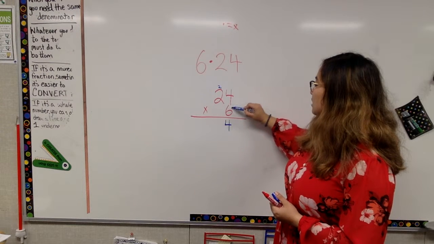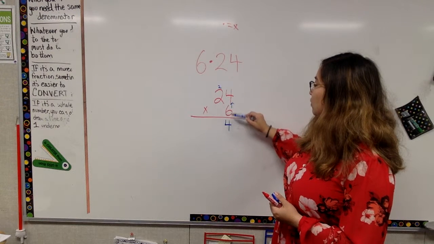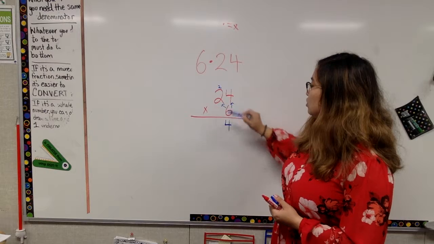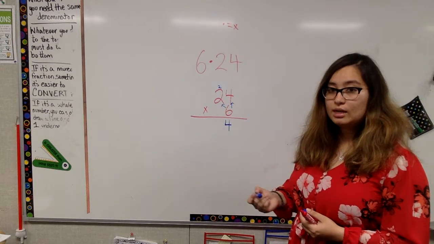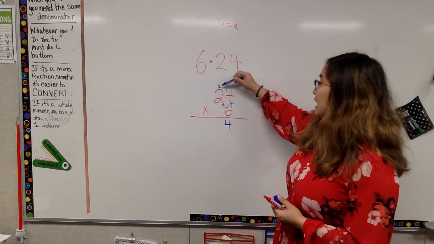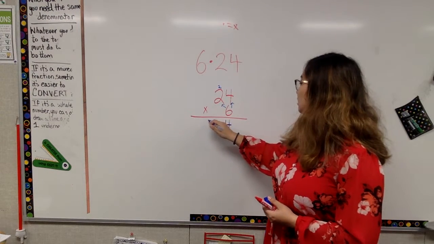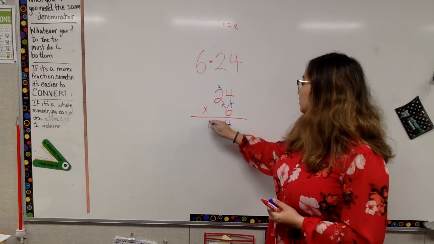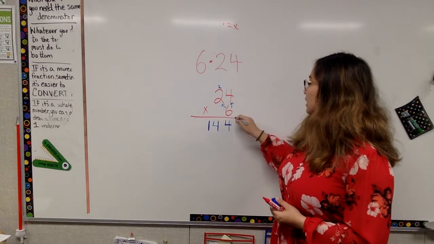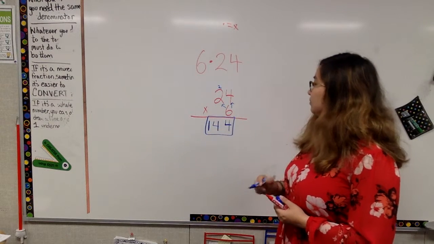So 6 times 4 was 24. Now I need to do 6 times 2. 6 times 2 is 12, but I carried the 2. So 12 plus 2 is 14. It's 14. So my answer is 144.